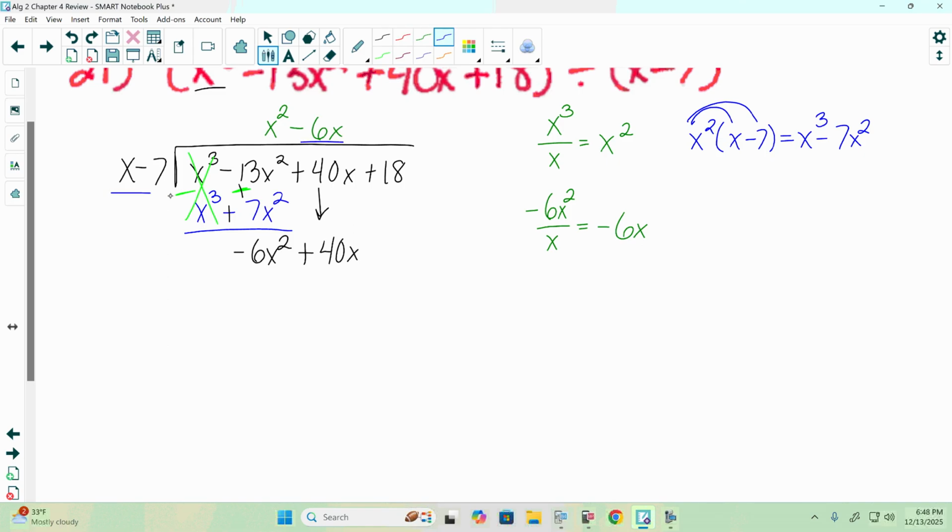And again, we're going to multiply the negative 6x by what's outside. So negative 6x times our x minus 7. Negative 6x times x is going to be negative 6x squared. Negative 6x times negative 7. The negative and negative make a plus. 6 times 7 is going to be 42, and we have our x. We take that and put it underneath its like terms.